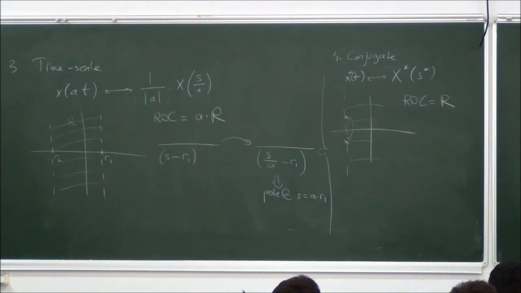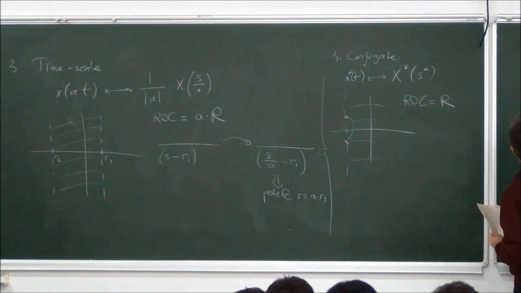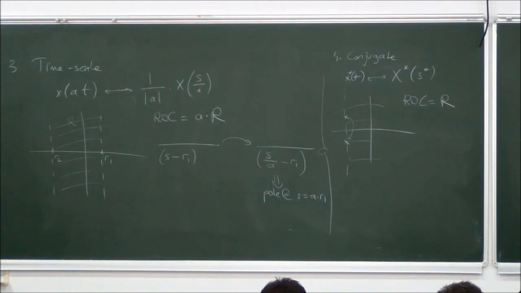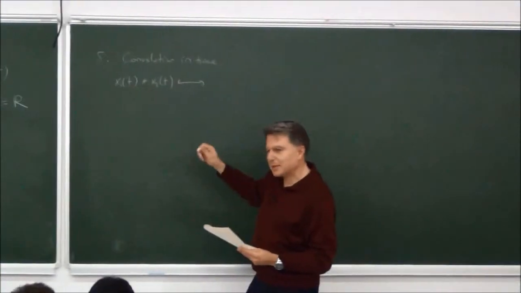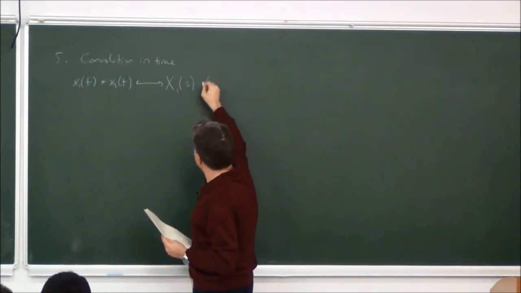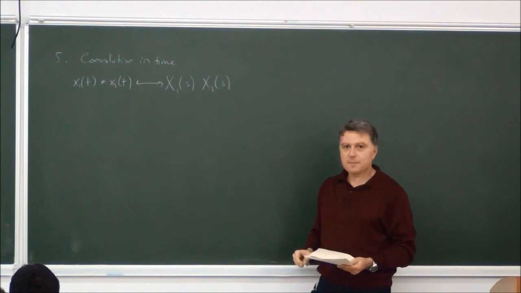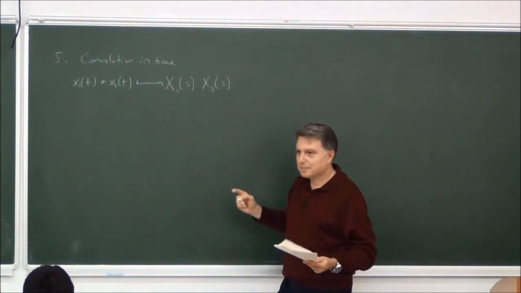Now the fifth property is convolution in time. In other words, if you convolve x1 of t and x2 of t, what is the Laplace transform of the convolution? And as you may guess, this is one of the simplest things, just like the Fourier. It's the multiplication of x1 of s and x2 of s. Right? Just like the Fourier transform. When you convolve in time, you multiply in the Laplace domain.